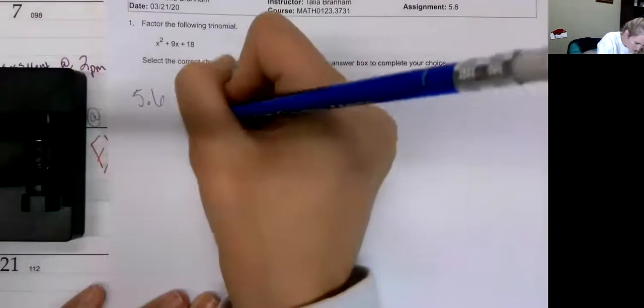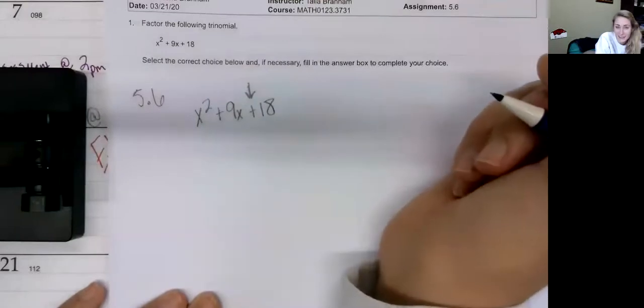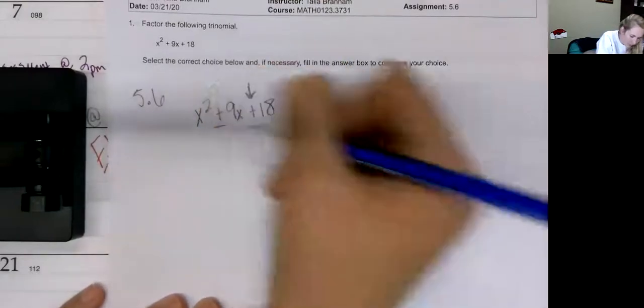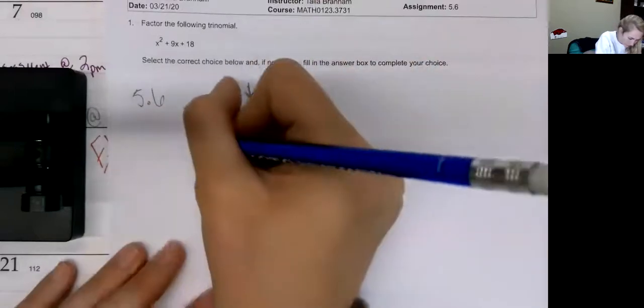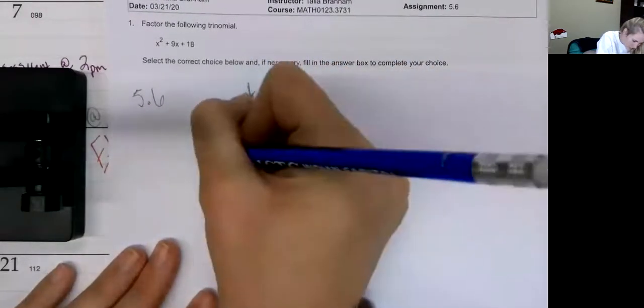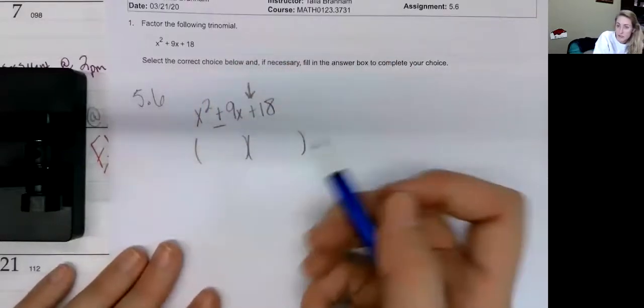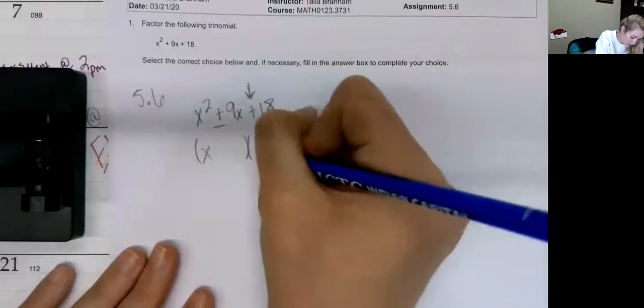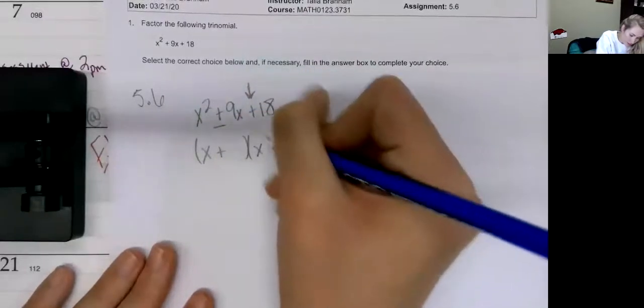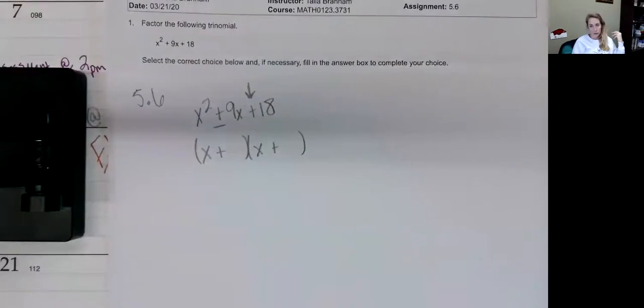But whenever we have x squared plus 9x plus 18 here, I want y'all to know whenever there's a plus sign at the end of a trinomial, both of our binomials will have this plus sign. So when I factor x, it's x times x is x squared, so I have x and x. They're both going to have that plus sign because there's a plus sign at the end. If it was subtract, they'd both have subtract because negative times negative gives us the positive.